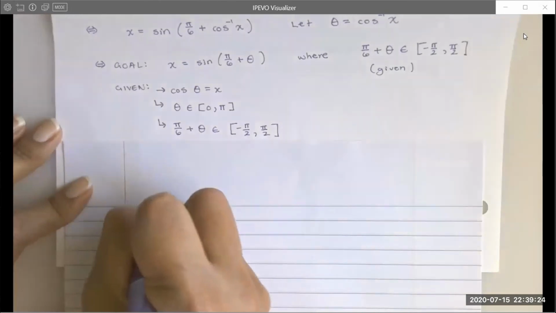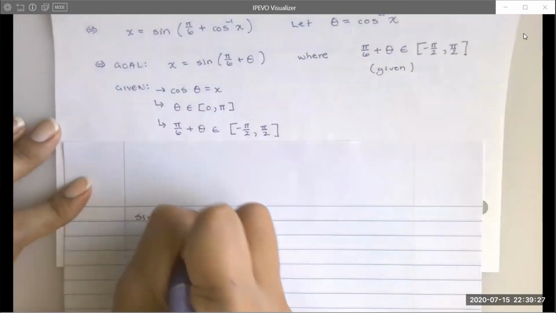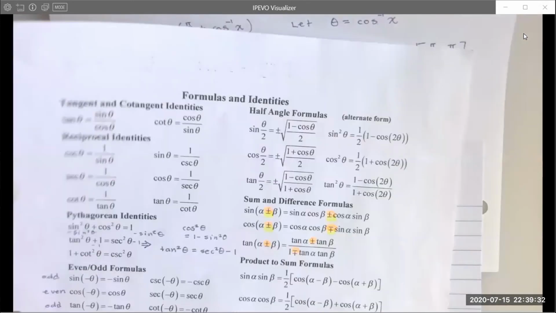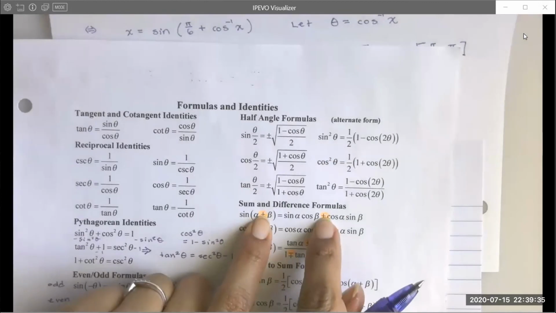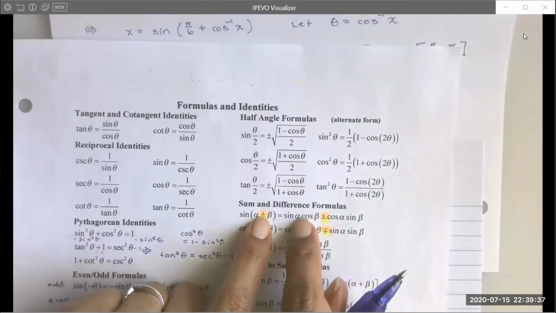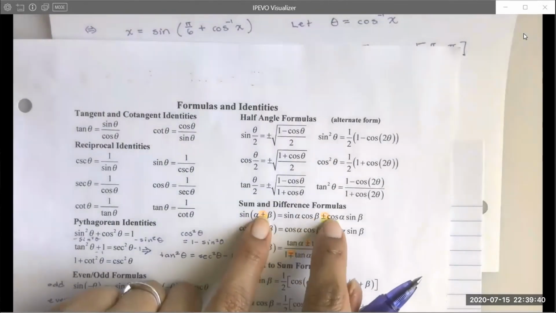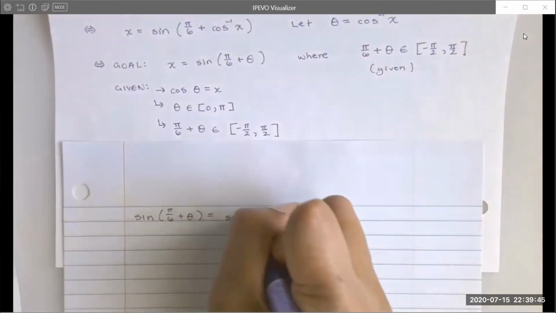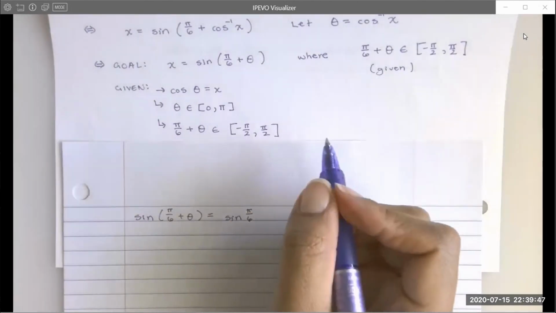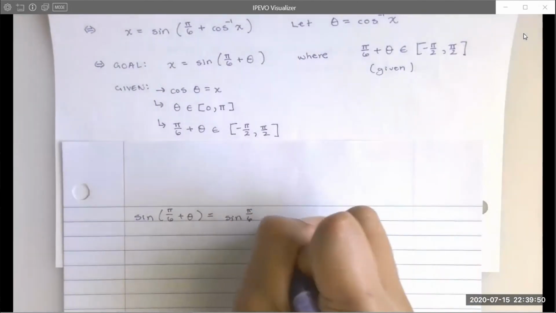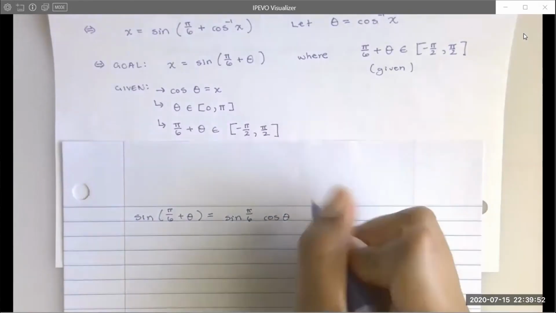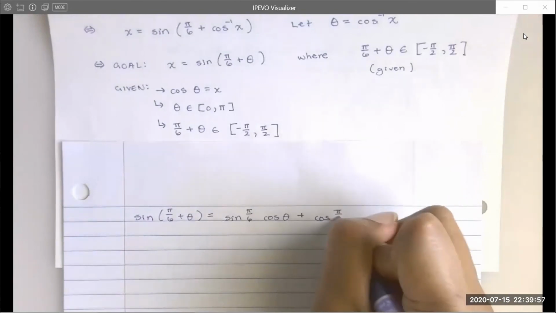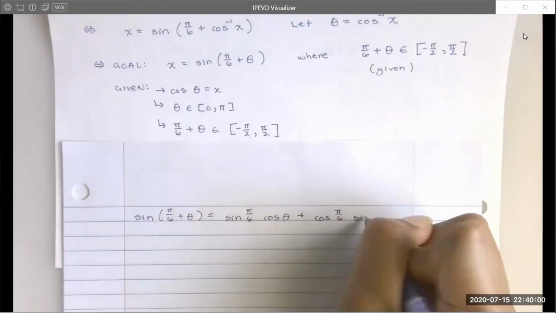So sine of pi over 6 plus theta. The sum formula for sine tells me if I have sine of a plus b, that's going to be sine a cosine b plus cosine a sine b. So this will be sine of the first angle, which is pi over 6, times cosine of the second angle, which is theta, plus cosine of the first angle, which is pi over 6, times sine of the second angle, which is theta.